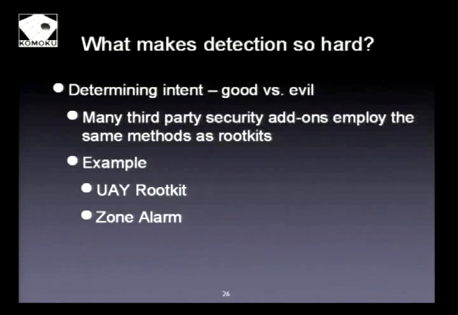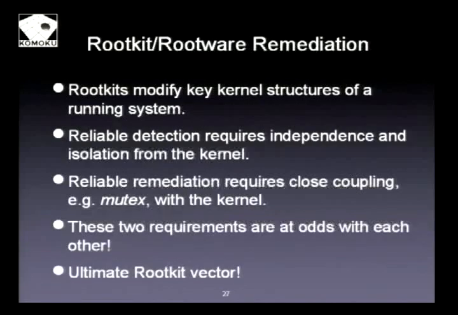The other problem is, as I've talked about, security technology is dual use. There's a rootkit from China out there that provides a backdoor called UAY. This particular rootkit basically uses the same techniques that ZoneAlarm uses. So how do you differentiate between UAY and ZoneAlarm? There are ways, but it's not the most straightforward thing in the world. All right, so it's really hard to tell if you have a rootkit on your system.